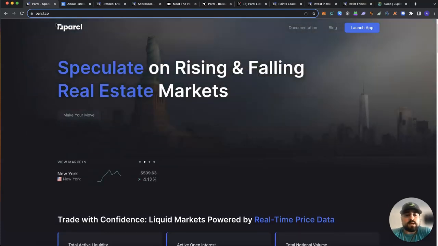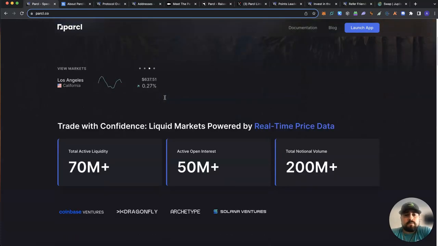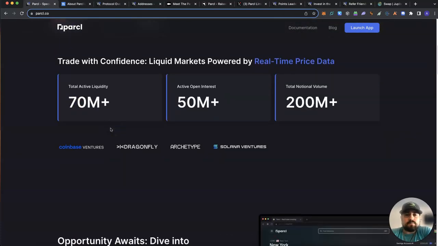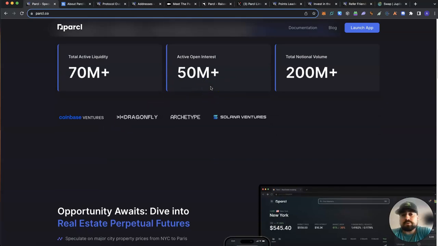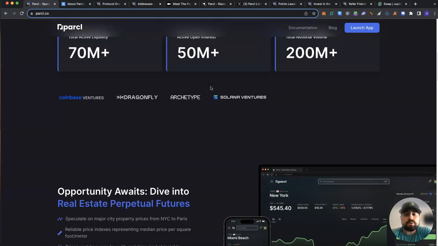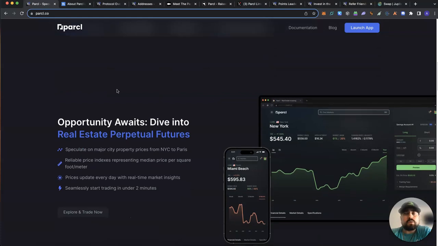And what it really does is speculate, you can see right here, speculate on rising, falling real estate markets. They have total liquidity over 70 million, 50 million open interest, which is really good for something pretty new. They're funded. They've done a couple seed rounds of funding I'll go over, but you probably recognize Coinbase and a couple other big names within crypto that they've led the seed round, and so they're backed by some big pockets. A little over $11 million is what they've raised so far.